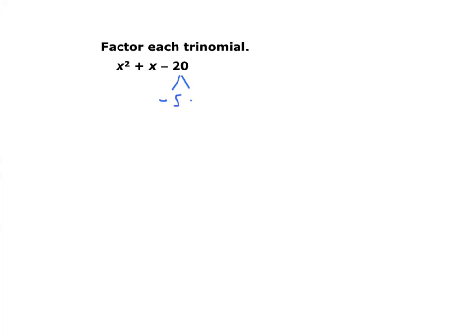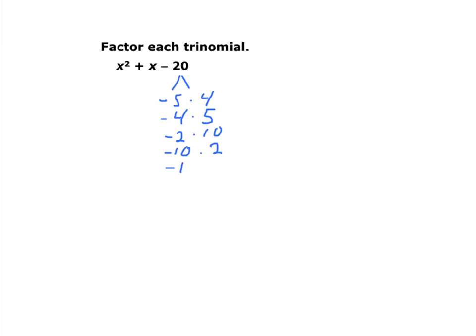Let's finish this. So negative 5 and a positive 4. Then I have a negative 4 times a positive 5. Negative 2 times a positive 10. Negative 10 times a positive 2. Any other factors?